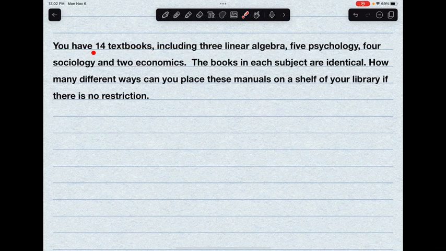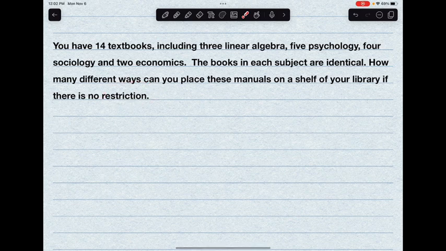You have 14 textbooks, including 3 linear algebra, 5 psychology, 4 sociology, and 2 economics. The books in each subject are identical. How many different ways can you place these manuals on a shelf of your library if there is no restriction?